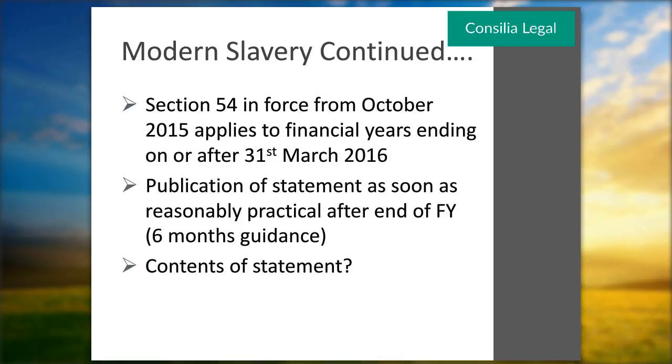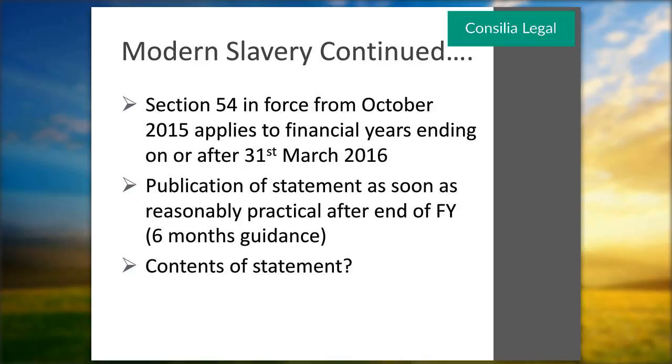It applies to financial years ending on or after the 31st of March. There's publication of the statement required as soon as reasonably practicable at the end of the financial year. The guidance has been sort of within 6 months. And in relation to the content of the statement, if it affects you, you can get good precedents from your advisors in relation to the statement content. But basically, the guidance recommends that the statement's written in plain English, easily accessible to everyone, succinct but covers all the main points, and in English, but if required, to be able to be provided in other languages that are relevant to that particular company's supply chain, which is, I suppose, quite straightforward and makes sense.